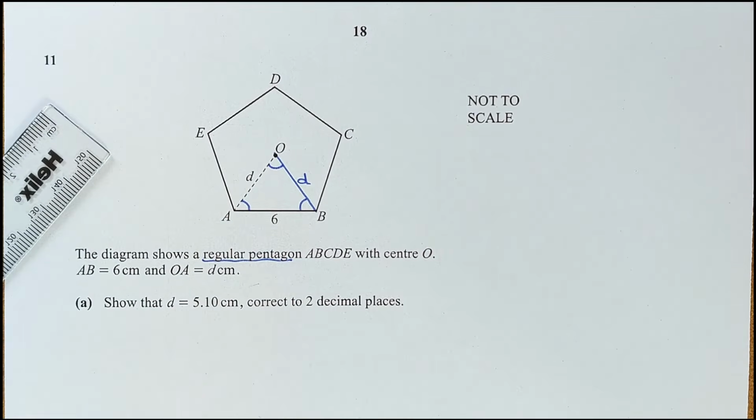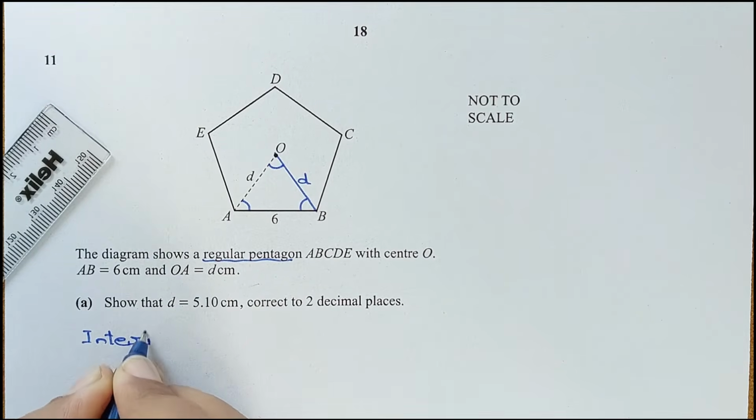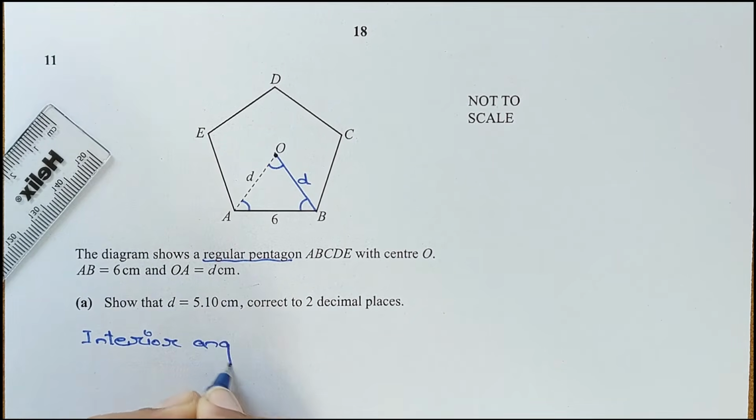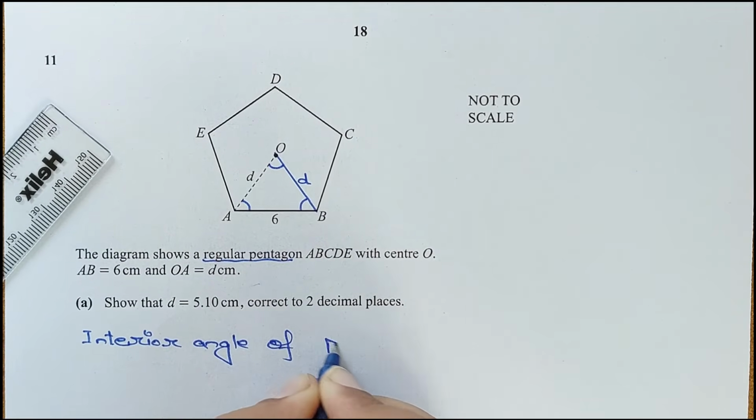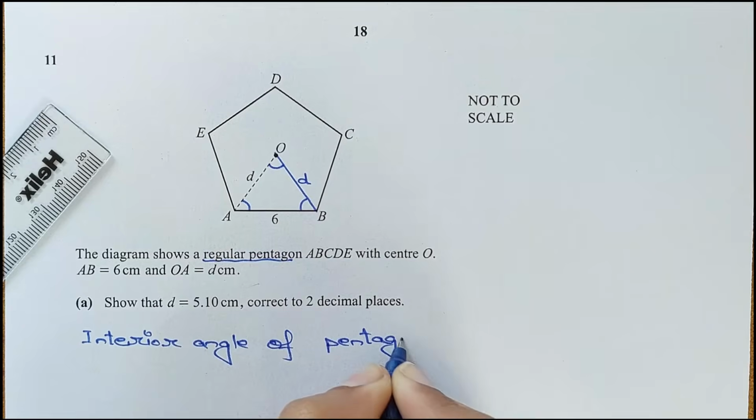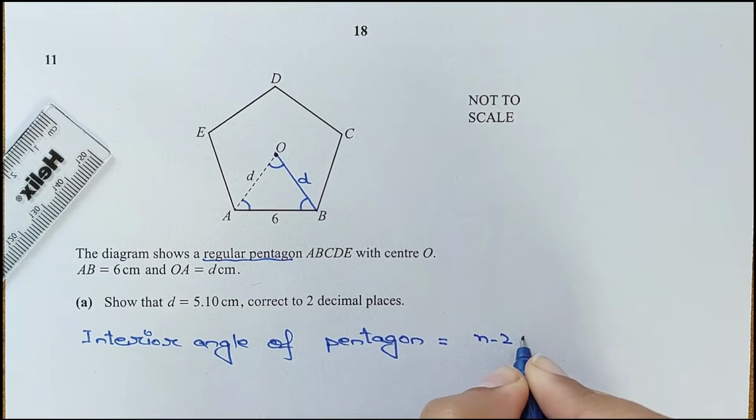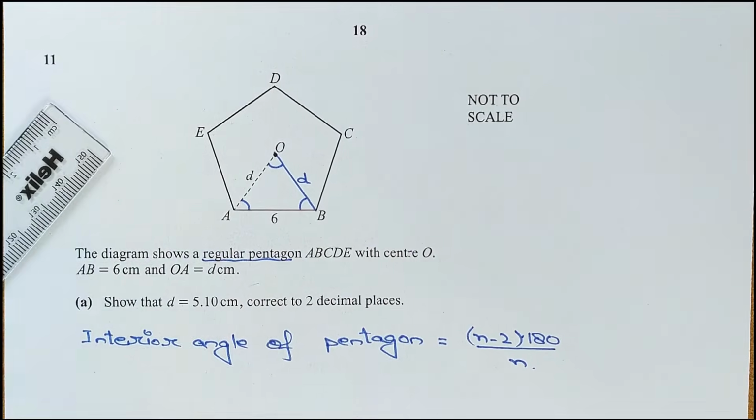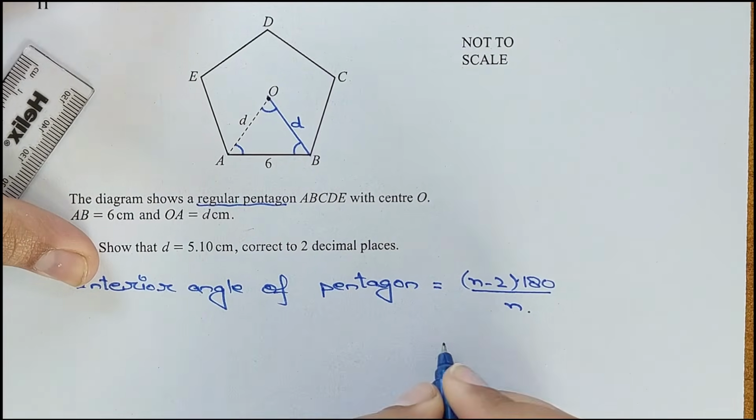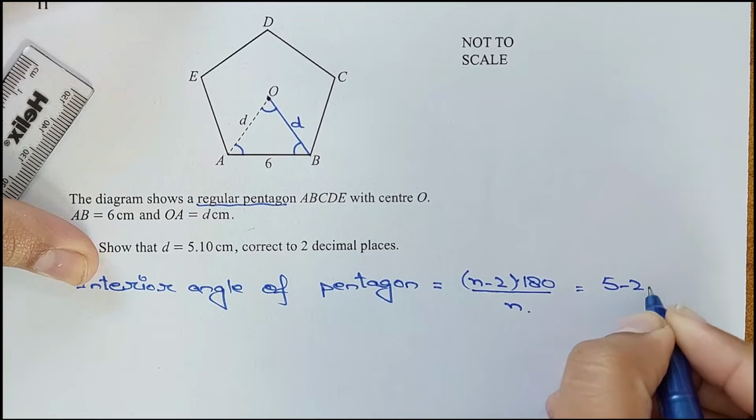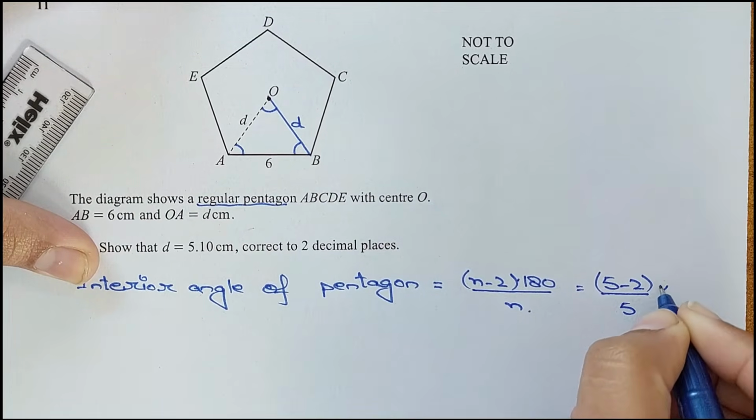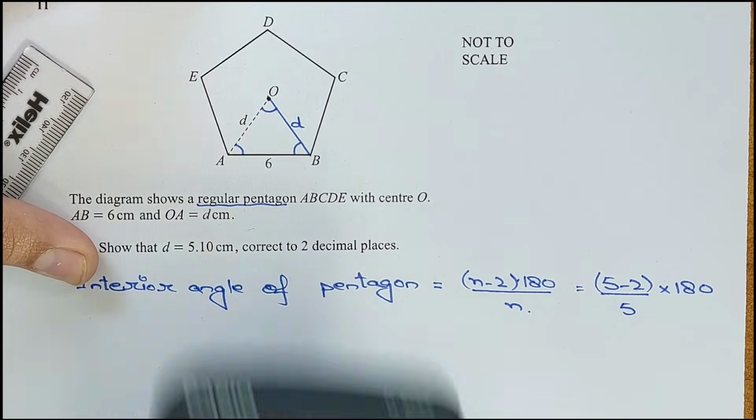So first let me find the interior angle of the pentagon, right? Its formula is (n minus 2) times 180 over n, where n is the number of sides. There are 5 sides for a pentagon, right? So we have to do (5 minus 2) divided by 5 times 180. So 5 minus 2 is 3.